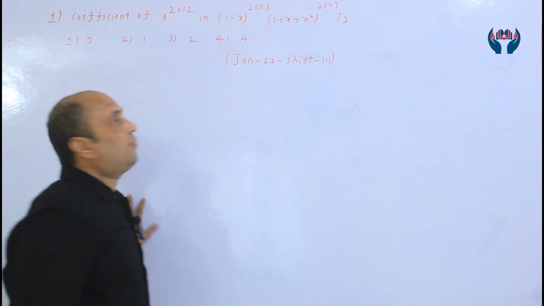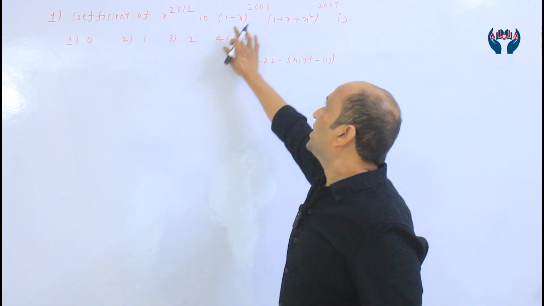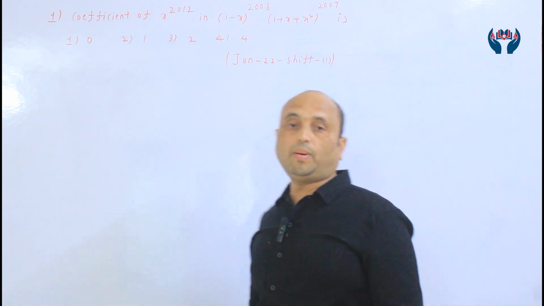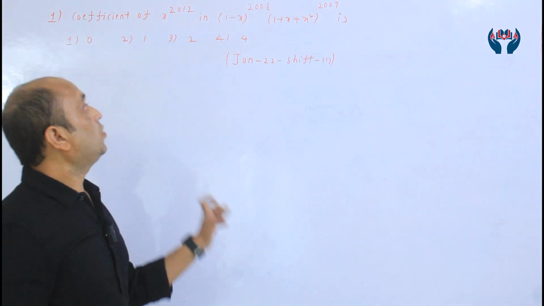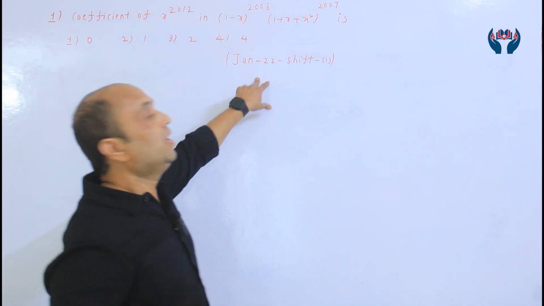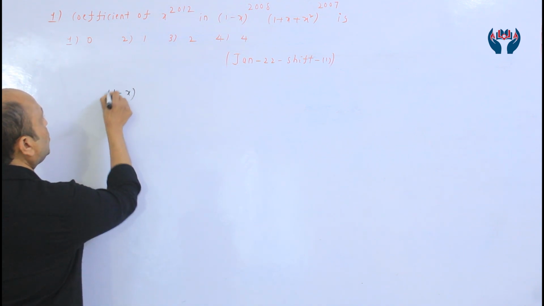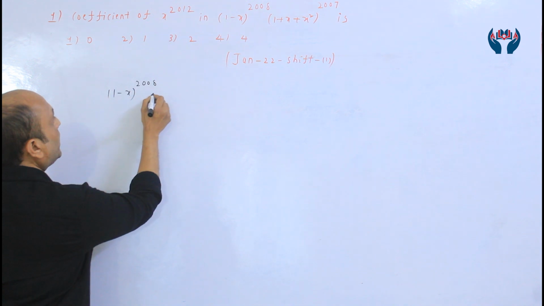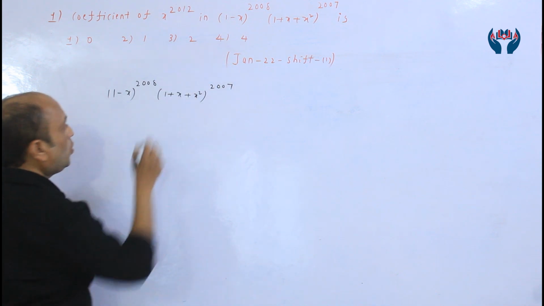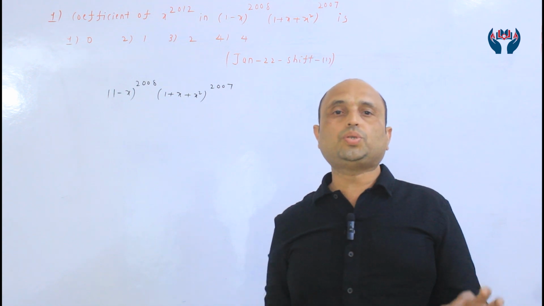So the coefficient of x to the power of 2012 in this expansion: (1 minus x) whole to the power of 2008 into (1 plus x square) whole to the power of 2007. This is a recent question, January 22 shift 1, from binomial theorem. So here we want to find the coefficient of x to the power of 2012.